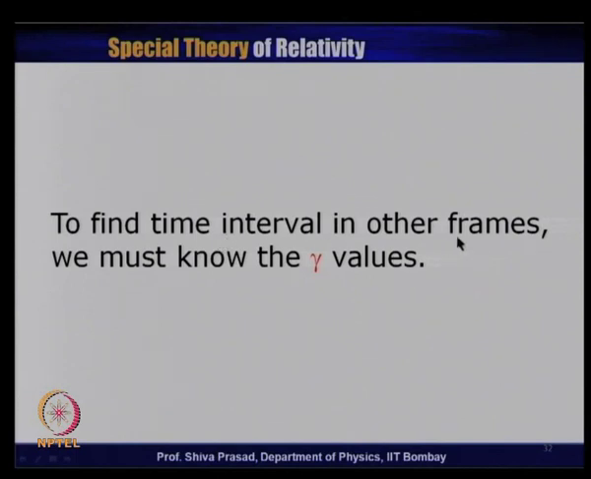To find time interval in other frames, first of all I must know the relative speeds, and in fact what we are going to use is the gamma. So, let us calculate the gamma values first. Remember there are going to be 3 gamma values, because one between S and S prime, another between S prime and S double prime, and third between S double prime and S. So, there are 3 gammas, because there are 3 relative velocities, and therefore, we will calculate 3 different gamma values.